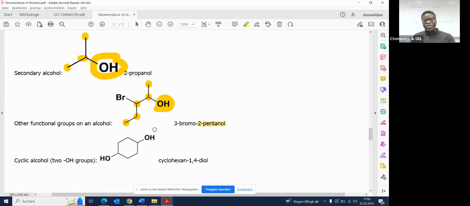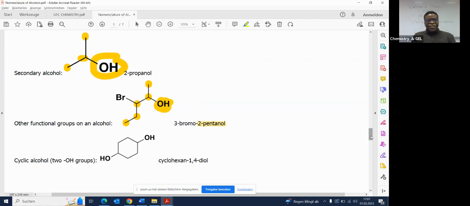Then the rest, which are not parents, can come in front here. Like in this case, bromo is not creating the parent. Therefore, since the journey started from here, 1, 2, this is going to be 3. So 3-bromo-2-pentanol. All right, or still it's going to be the same, 3-bromopentan-2-ol. But just take it as easy as that. Interesting. So don't forget here, the parent name comes from the hydroxy group. So use it to create the first parent name before you enter what's going to be on the other side of the nomenclature.